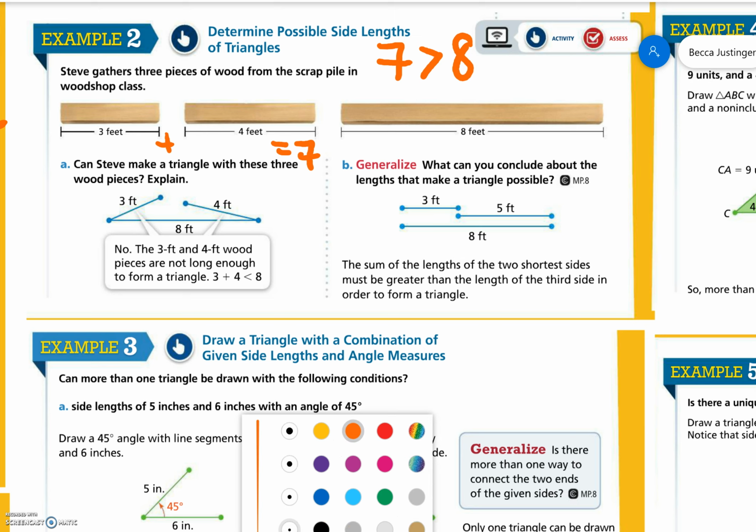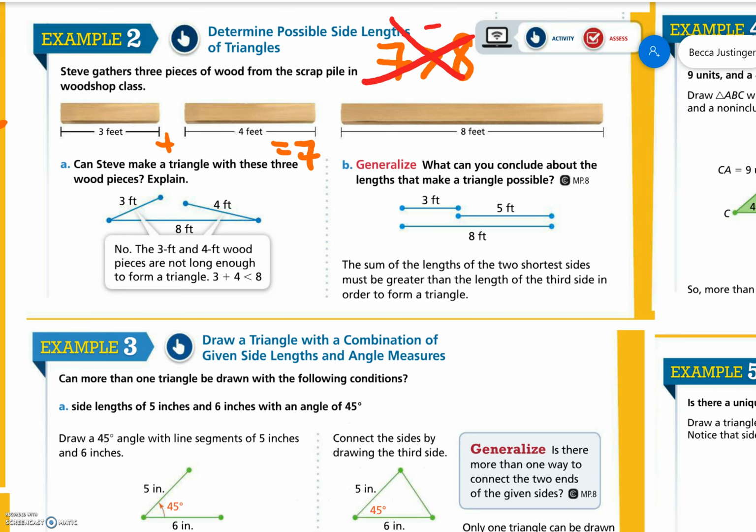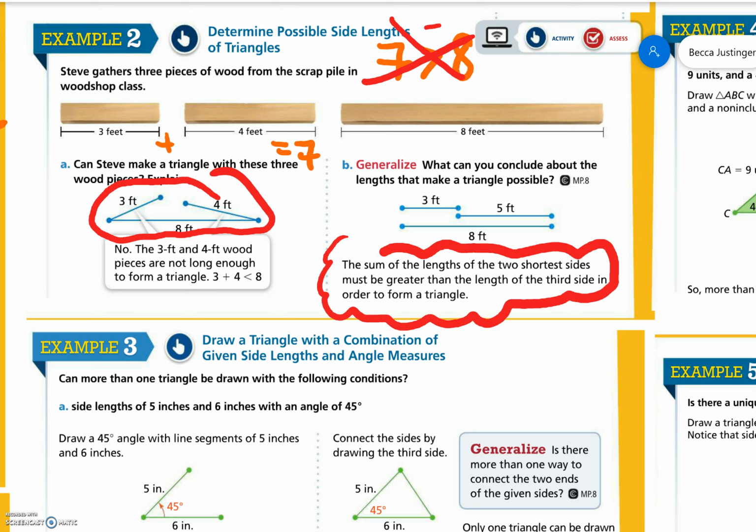No, it is not. This is no good. This is not going to work. It's not going to form a triangle. As you can see here, they won't connect, the 3 and the 4 foot one. What can you conclude about the lengths that make a triangle possible? The sum of the lengths of the 2 shortest sides must be greater than the length of the 3rd side. So 3 and 5 wouldn't even work either. It has to be greater than 8.